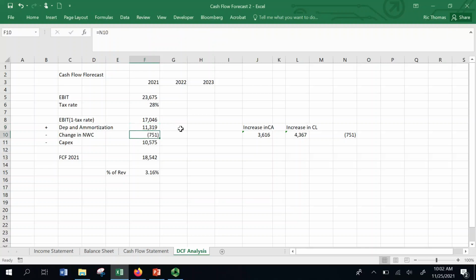Here I'm going to subtract out my change in net working capital. Well, how do I get my change in net working capital? Net working capital is my increase in current assets minus my increase in current liabilities. So my increase in current assets, you can see it's F4 to F6, the sum of that, minus B4 to B6. So let's just double check that.